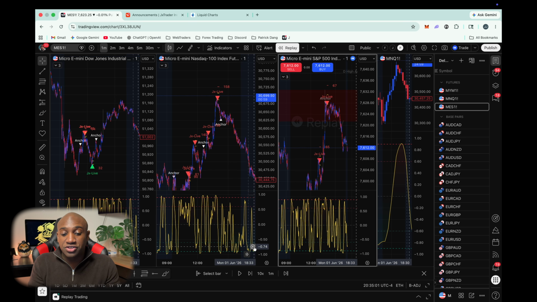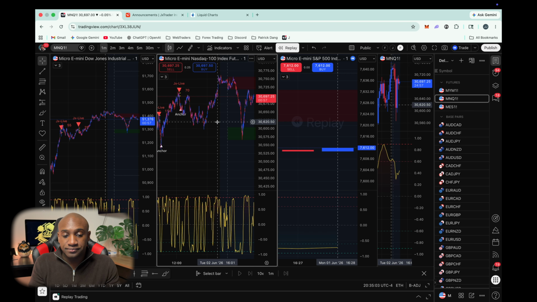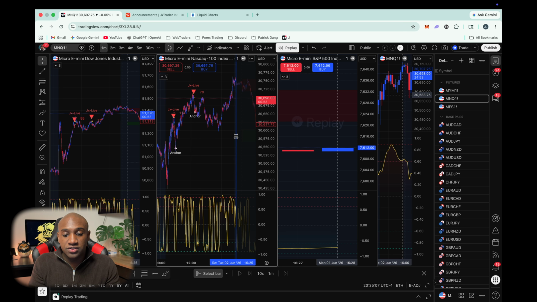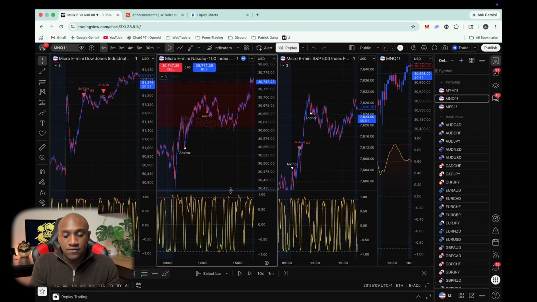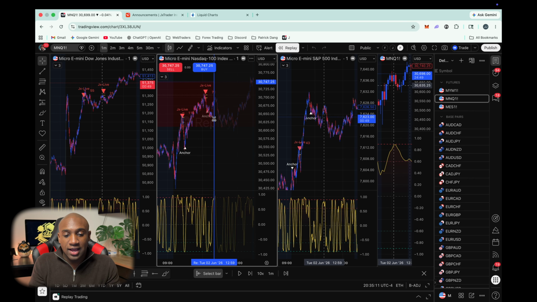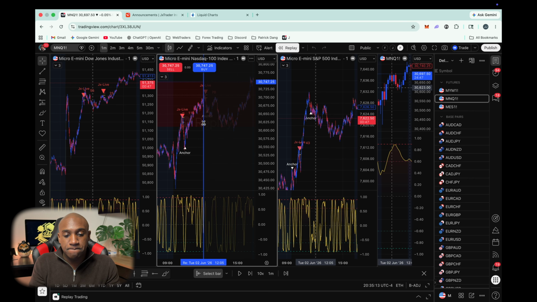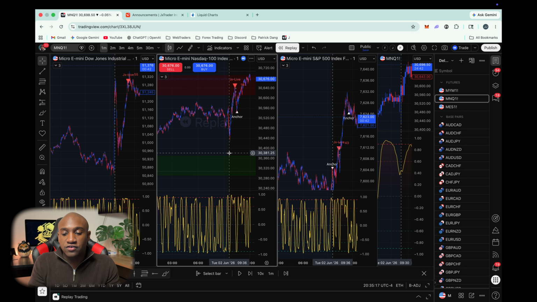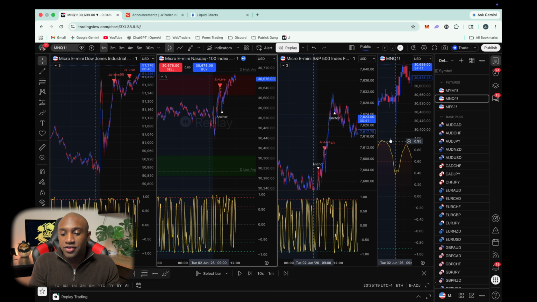Now, coming to today, when I look at today, this was the market today. So I had a play. I'll come right here. First of all, what am I looking for? 30-minute pivot tool. I want them in the pivot zone.